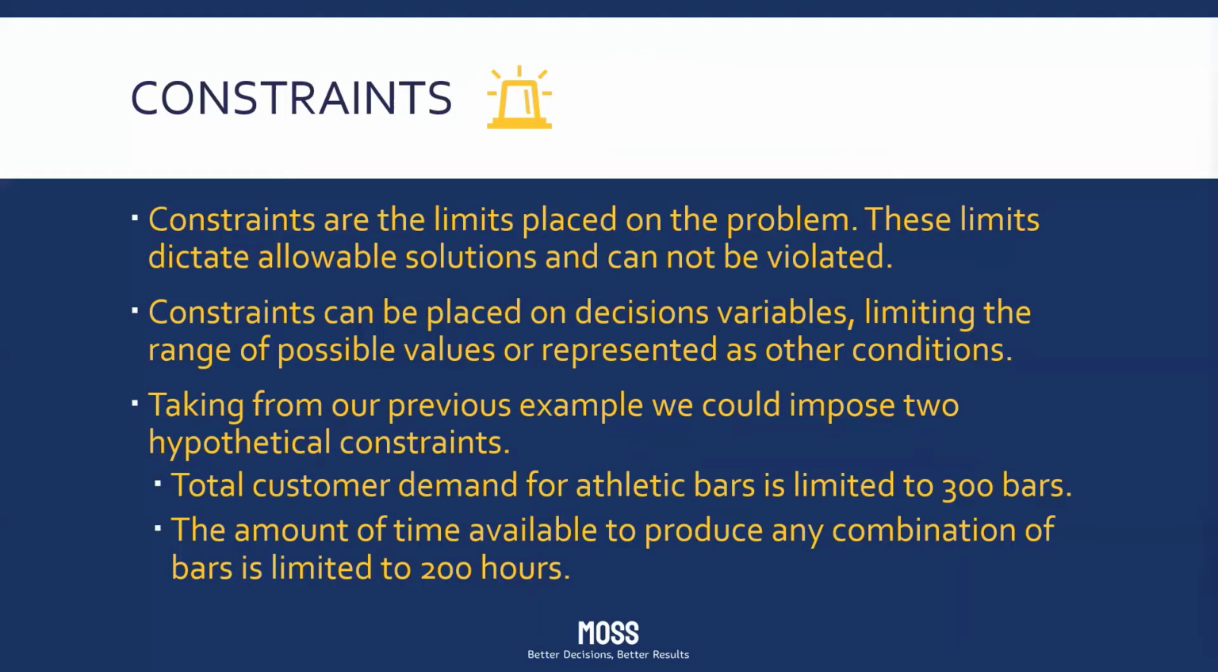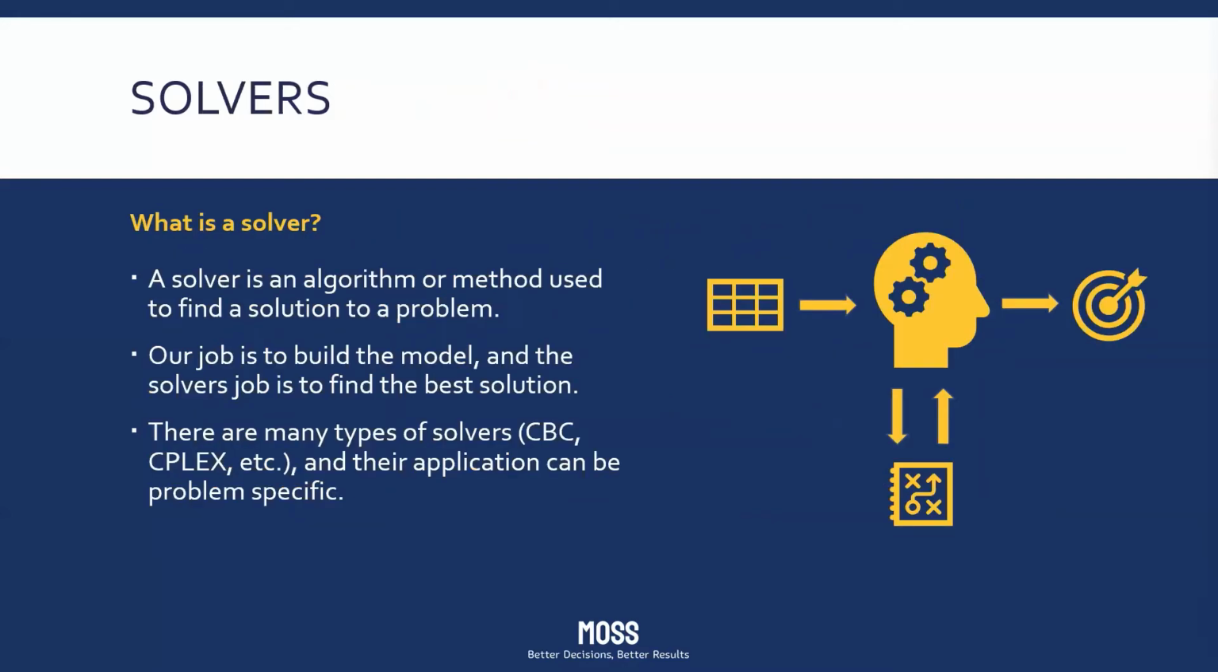Taken from our previous example, we can impose two hypothetical constraints. The first hypothetical constraint would be that total customer demand for athletic bars is limited to 300 bars. This would be an example of a constraint placed on a decision variable, limiting the range of possible values. The next hypothetical constraint is the amount of time available to produce any combination of bars, and it is limited to 200 hours. This is a constraint of the problem that is not directly placed on the decision variables, but will impact the decision variable values.